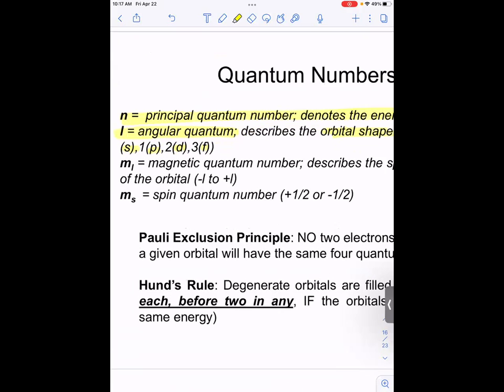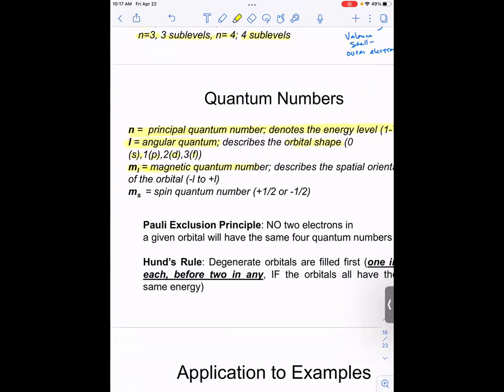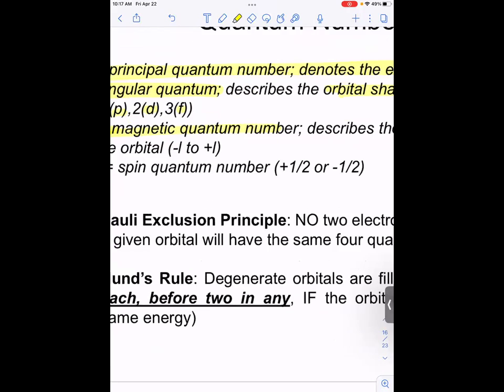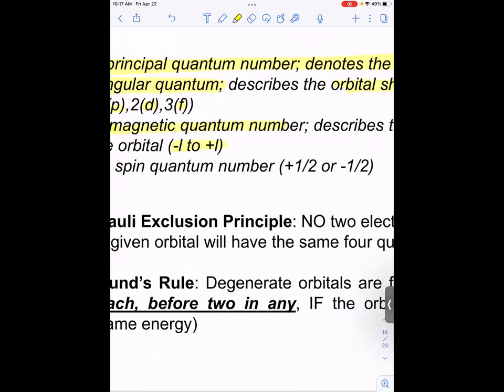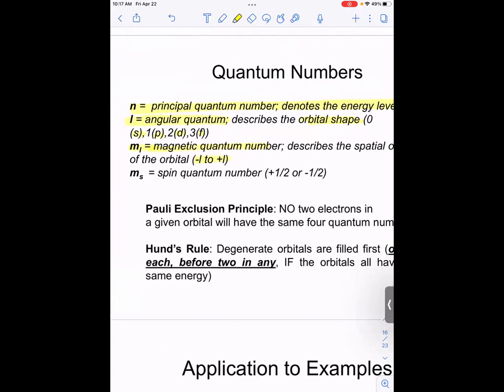And then there's the magnetic quantum number, m sub L. That describes the orientation of the orbital. And that is +L to -L. I'm going to show you what that means in a minute. So let's say L is 3. That means the magnetic quantum number is going to go from -3 to -2 to -1 to 0 to +1 to +2 to +3, like that, right? So it's -L to +L. And when we look at these examples, you'll see exactly what I'm talking about.